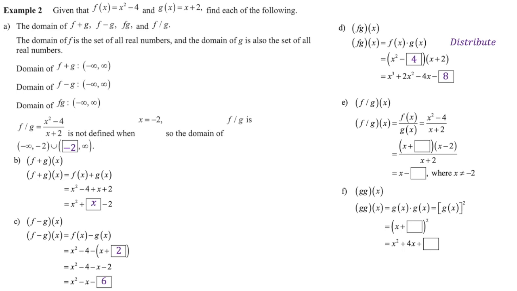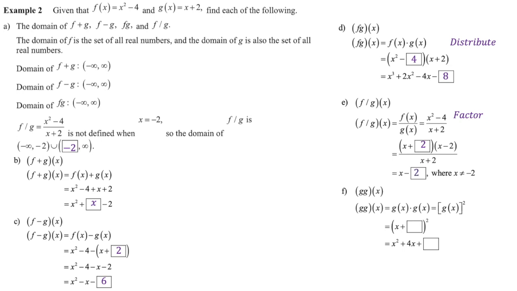We can now work on dividing our two functions, f of x divided by g of x, where we will have x squared minus 4 over x plus 2. I need to factor my numerator before I can simplify. This is a difference of perfect squares. Difference of perfect squares will then give us x plus 2 times x minus 2 over x plus 2.